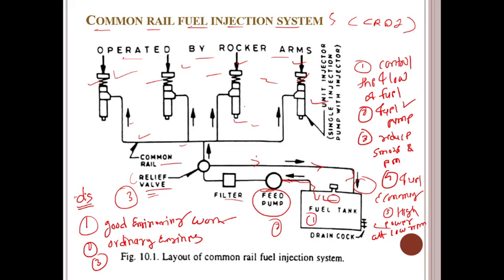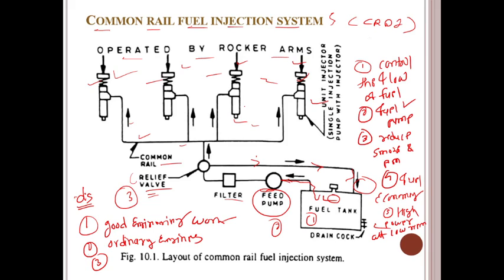Then where are the vehicles that use the CRDI system? Nowadays, all the premium or semi-premium vehicles use the CRDI system, as it gives more advantages over other vehicles in the market. The following vehicles are using the CRDI system: Mercedes, Tata Motors, Hyundai and Toyota. So this is the simple working of these fuel injection systems. Okay, guys.